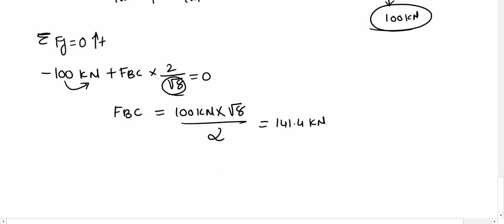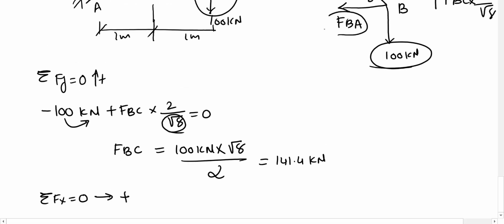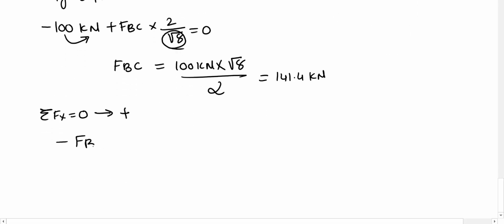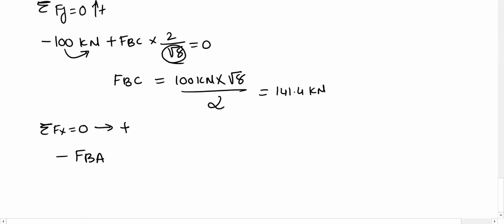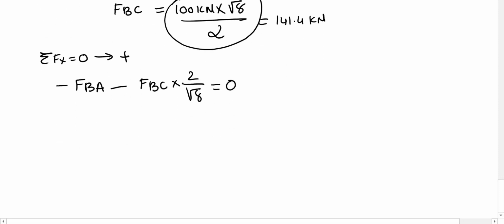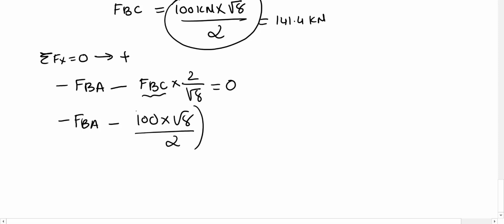Now we can apply sum of the force in the x direction equal to 0. Left to right is positive, so FBA is negative because it's going left side. And then if I take the horizontal component, it would be FBC times 2 on square root 8. This is the horizontal 2 and this is diagonal. So that is again FBC times 2 on square root 8 equal to 0. Now we substitute FBC in here. So minus FBA plus FBC, we will substitute 100 on 2, so that is FBC multiplied by 2 on square root 8 equal to 0.